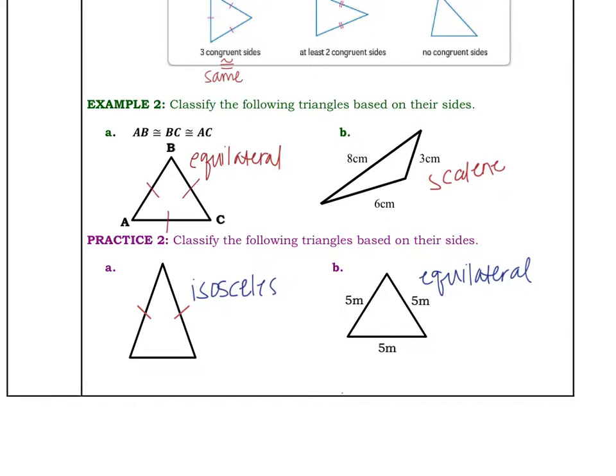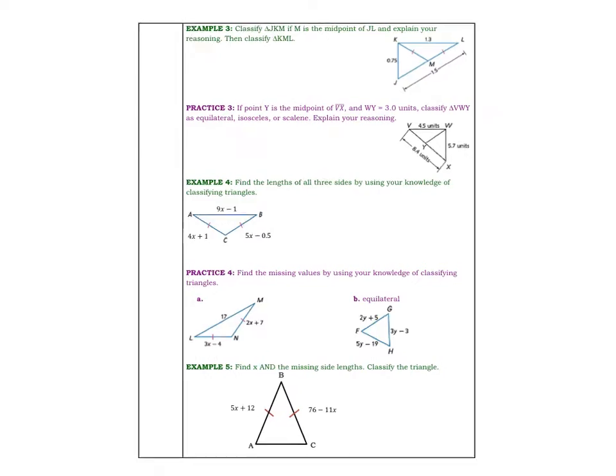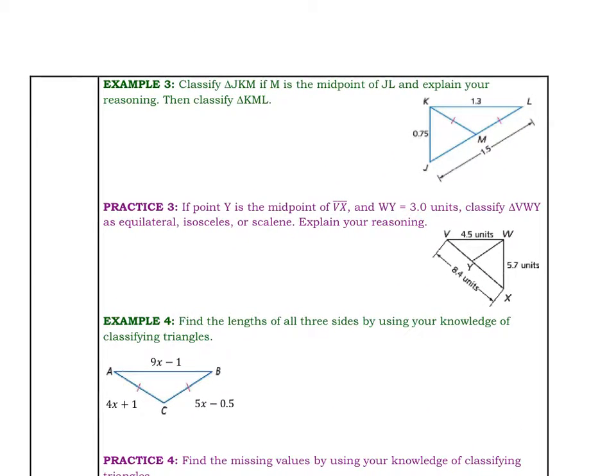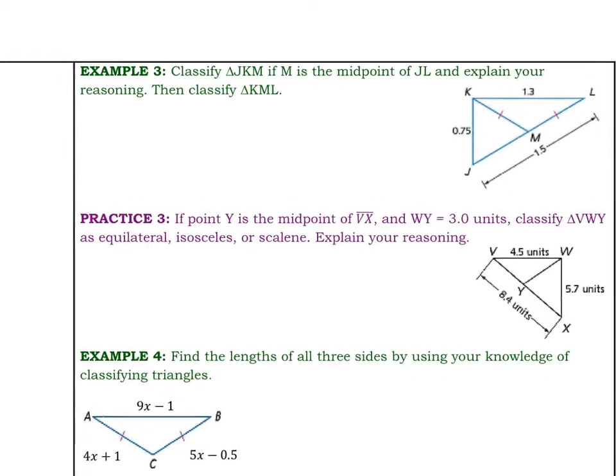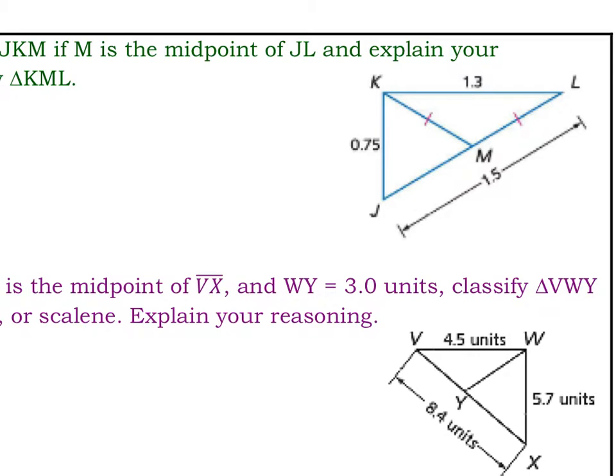Okay. If we flip over, this is when we start to have to think a little bit more. Classify triangle JKM if M is the midpoint of JL and explain your reasoning. Then classify triangle KML. So if I'm looking here, what do I know about something if it's the midpoint? It's half of it. It divides it in half.